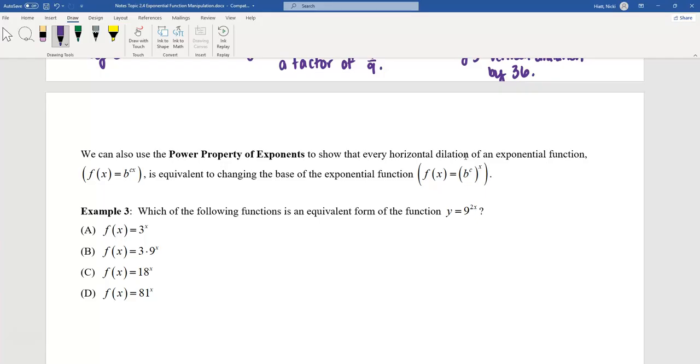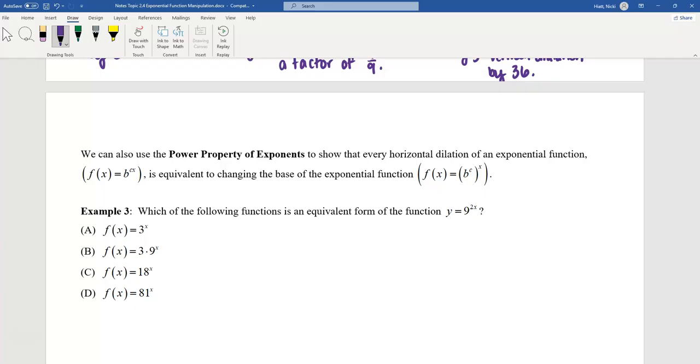So, in this case, we're supposed to decide which one of these is equivalent. I've got y equals 9 to the 2x. Now, this is 2 times x. It is not 2 plus x in this case. So, currently, this is a horizontal dilation by what factor? 1/2 for that, because it's inside of the parentheses, so it's backwards, right? So we have a horizontal dilation by a factor of 1/2.